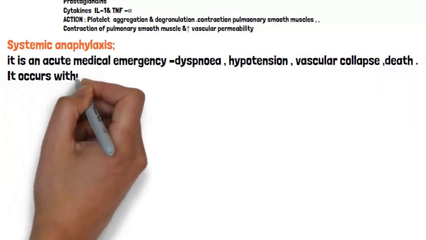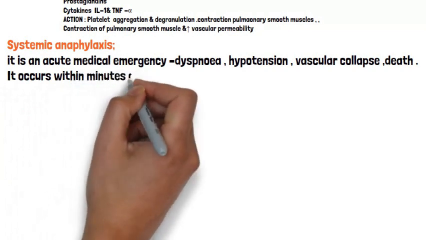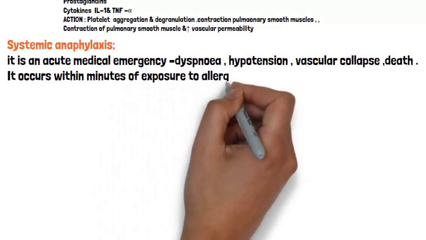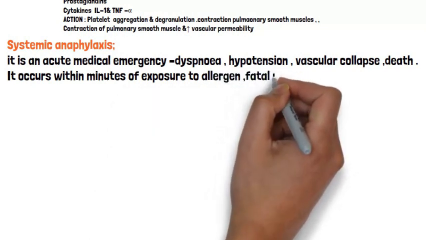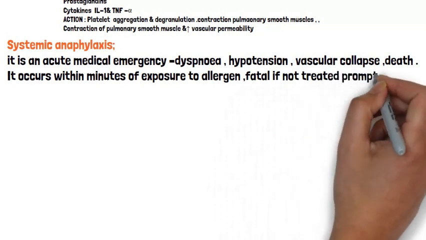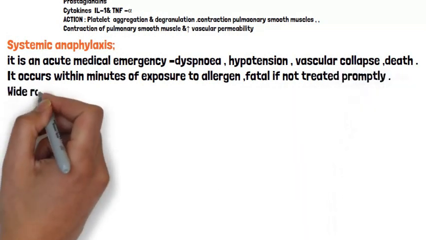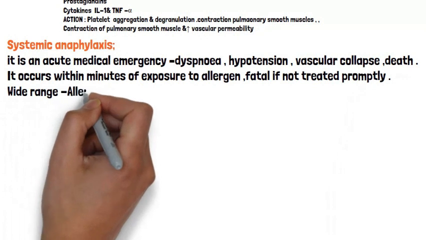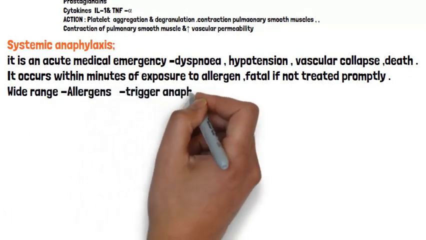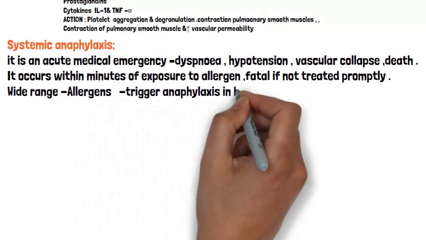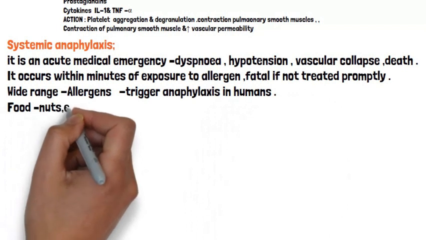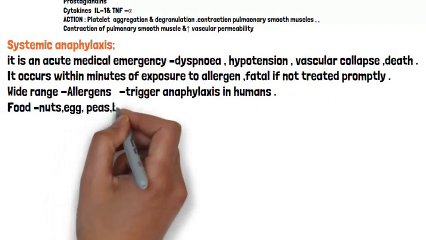A wide range of allergens trigger anaphylaxis in humans. Food: nuts, egg, peas, beans, seafoods. Proteins: foreign serum, vaccines. Drugs: penicillin, local anesthetics, etc. Insect bite products: venom of bee, wasp, dust mites, etc. Epinephrine is the drug of choice.